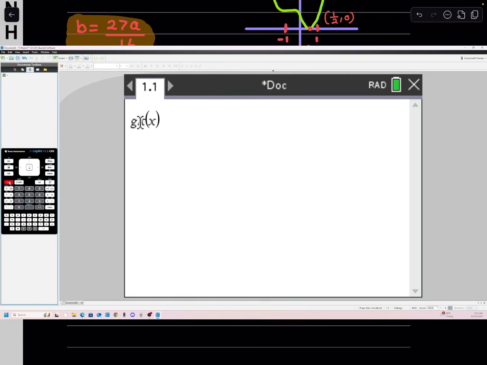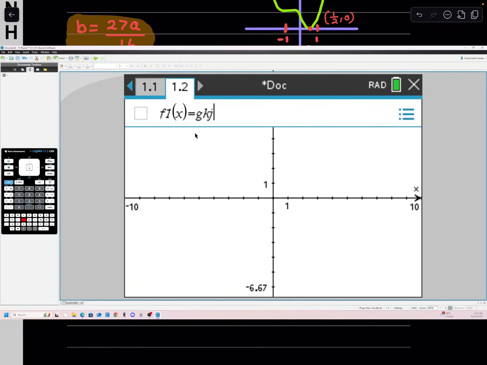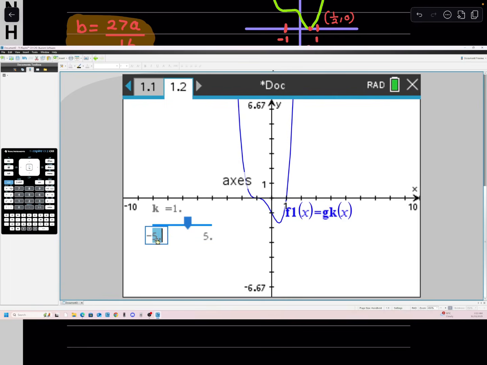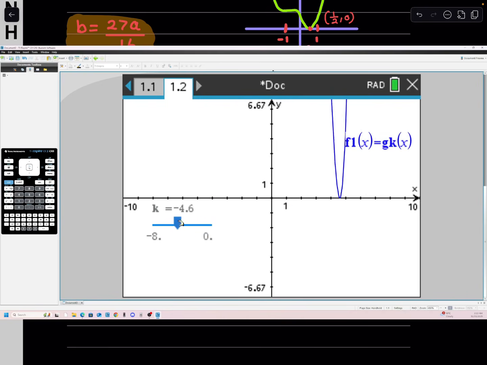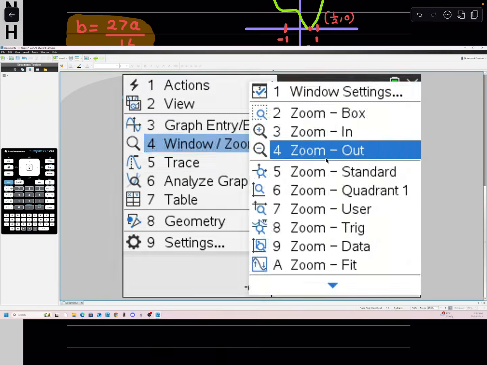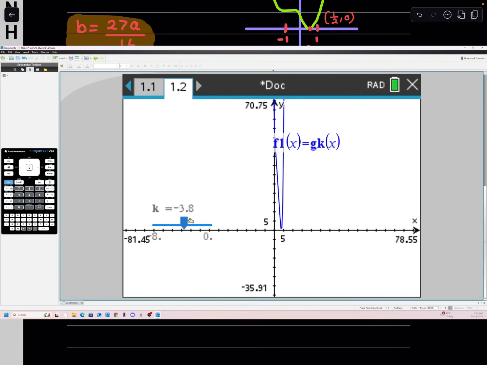g of x, of course, is going to be x squared minus k times x plus k squared. So I'm going to go back to where I was. gk of x, and we have a slider. Now, we said negative 8 to 0. Let's double check those, where they're not included. As you can see, we only have one stationary point. This is perfect. This is what we wanted, didn't we? We just need to double check if that works for all. One stationary point, one stationary point, one stationary point, one stationary point.